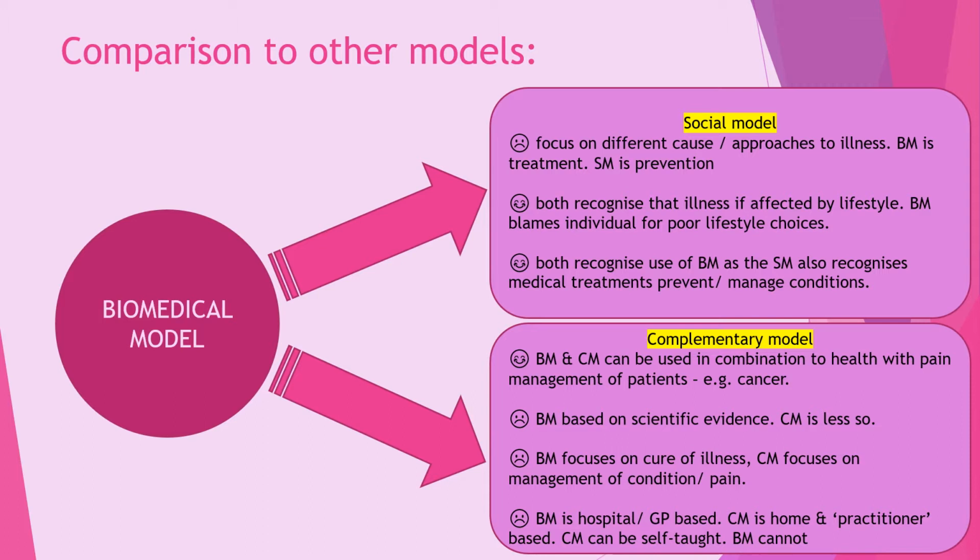But we are going to talk about the model in a second. And the complementary model, again, we're going to talk about it later, but just again, the comparison is that both biomedical and complementary say that their methods can be used in combination to deal with cancer. But biomedical is based on science, focuses on cures of an illness, and is hospital based. Complementary is often less scientific, more about pain management or managing a condition rather than curing it, and is often home centered or self-taught. You can't practice medicine at home on your own, you have to be trained. Complementary methods, you can do that.